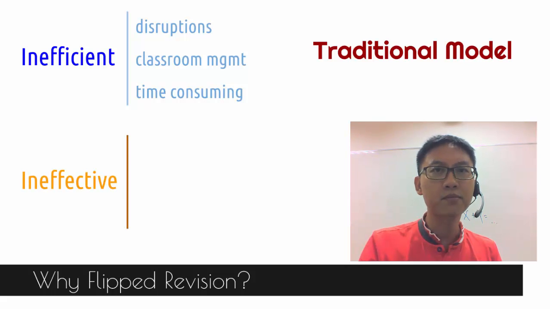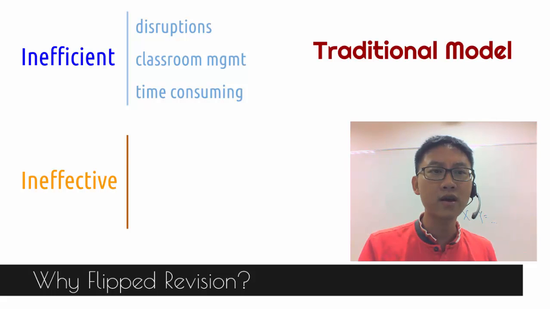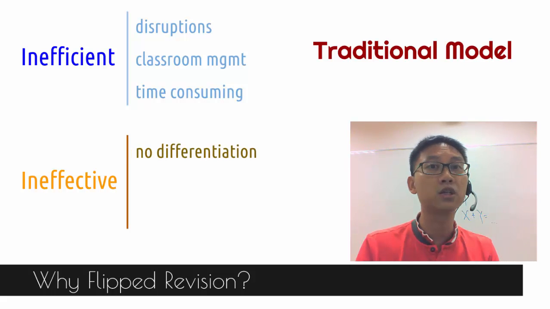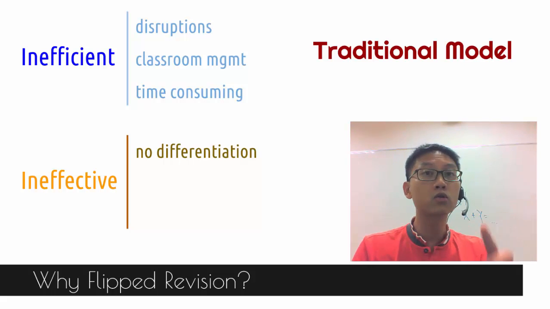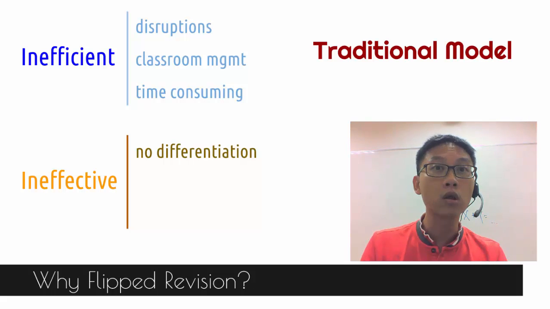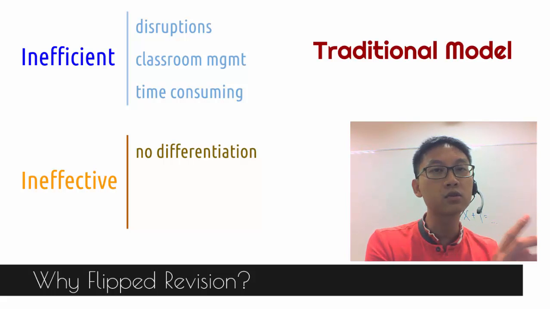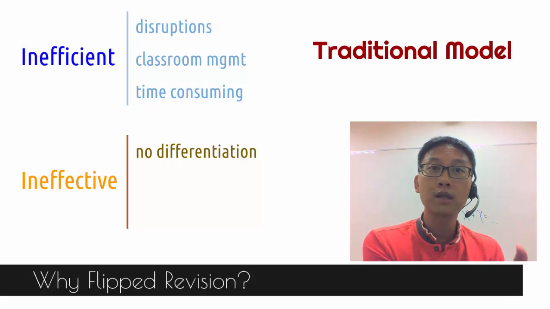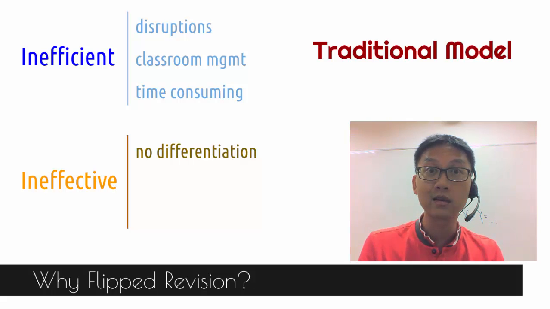Now the second problem with this method is it's not effective at all. It's very ineffective because there's no differentiation. So like I said, I will only go through questions that the majority of the students got wrong. Now majority doesn't mean all. So I will have some students who already understood, and they find it pointless to just listen again to my explanation because they already understand, they can move on.